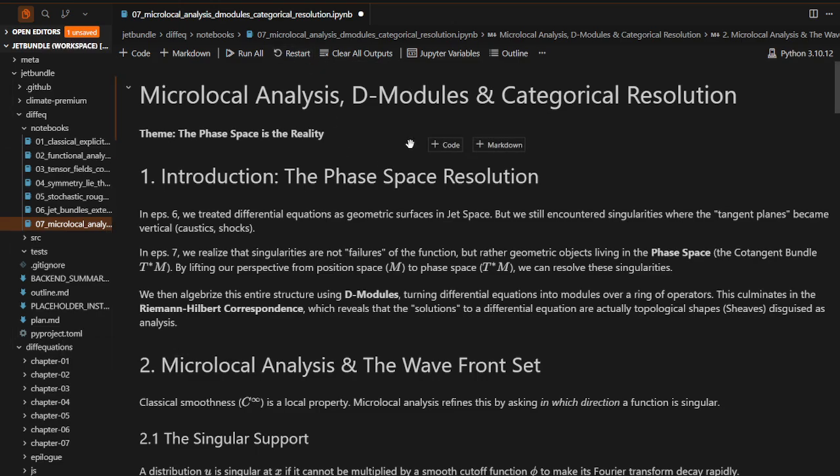So singularities aren't failures, all right? That's kind of what we're going to talk about. Most people are like, oh yeah, singularities are these artifacts or whatever. It's like, no. They are geometric objects that live in phase space, all right? And we're going to lift from position space to cotangent bundles, and we're going to algebraize everything with D modules and discover that the true solutions to differential equations are actually topological sheaves in disguise.